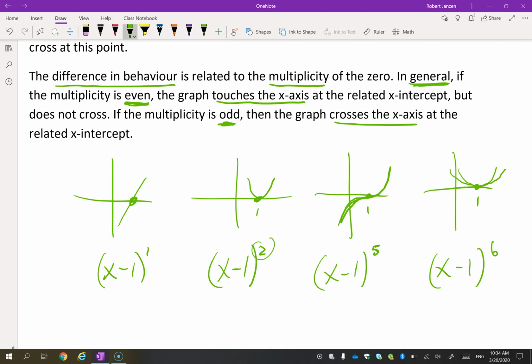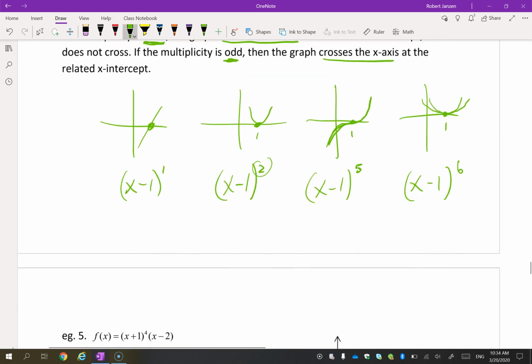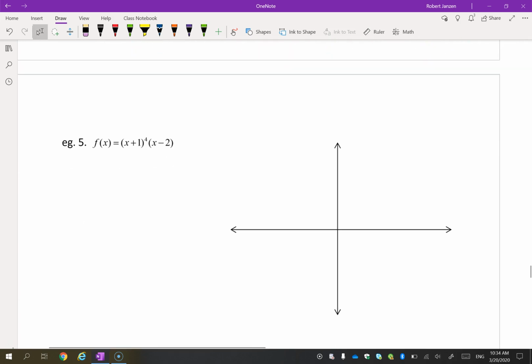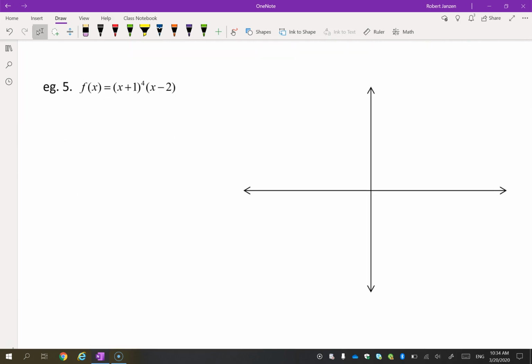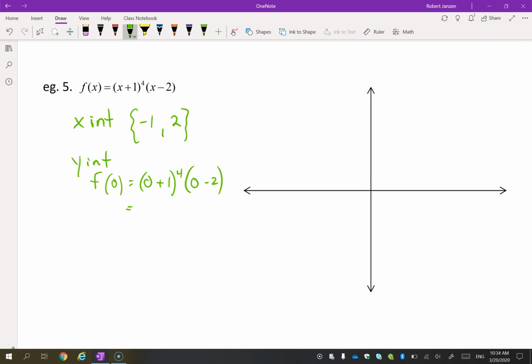So we'll try to do some of these. I'll try to give you an example of what kind of behavior we're looking for. So here is one. Let's take a look at this graph. What are the x-intercepts? -1, 2. What's the y-intercept? Well, if we make x be 0, you get 0 plus 1 to the power of 4, times 0 minus 2. So this is going to be -2.